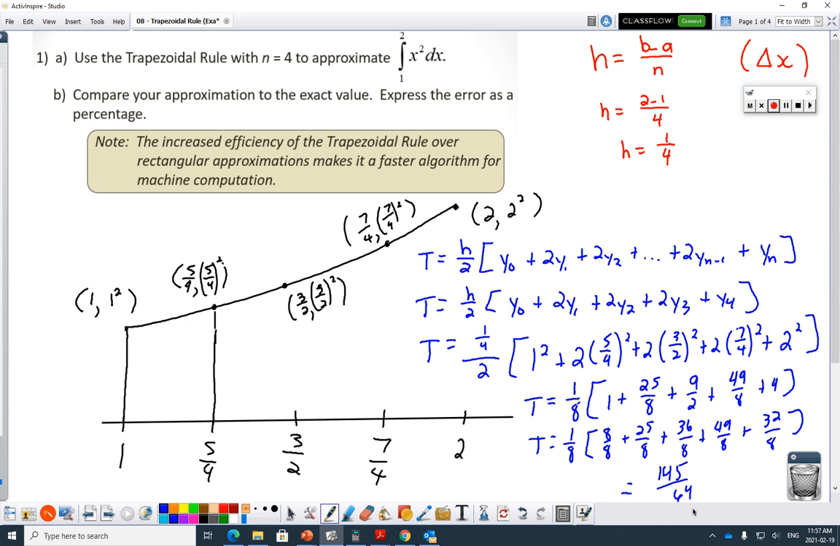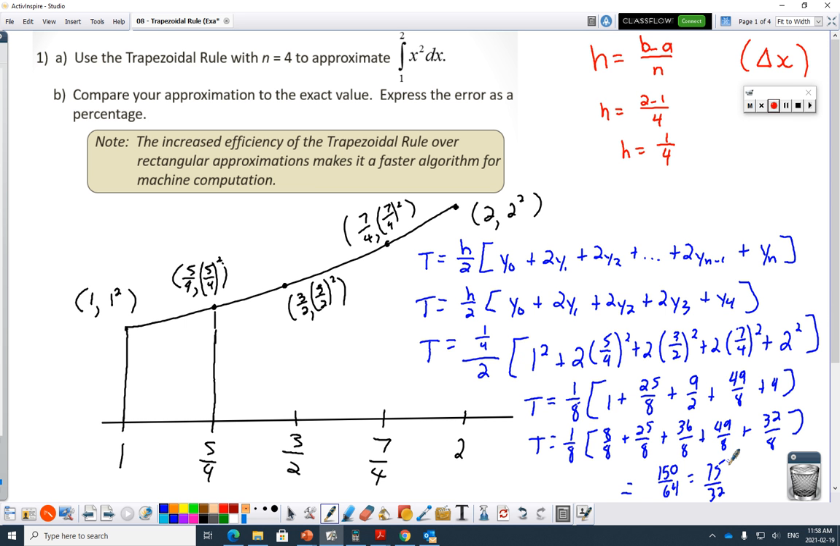33, 69, 113. 150. It is 150. Oh, all right. 75 over 32. Oh, 118 plus 32 was 150.